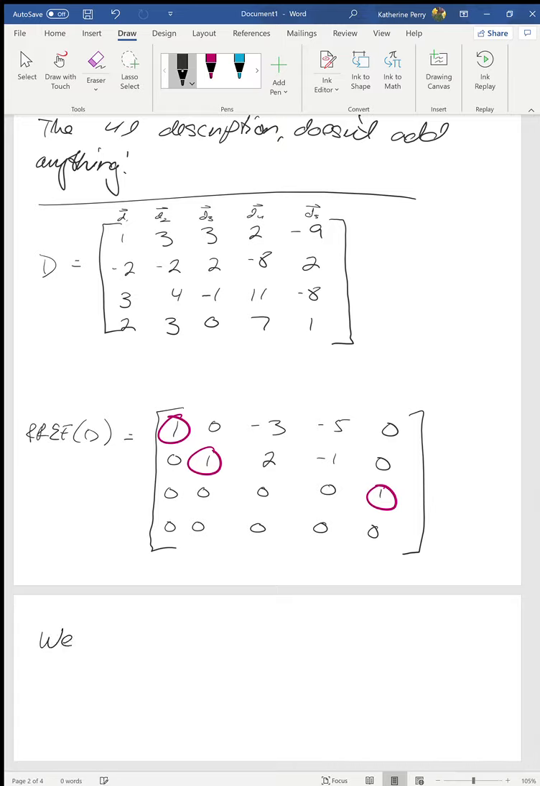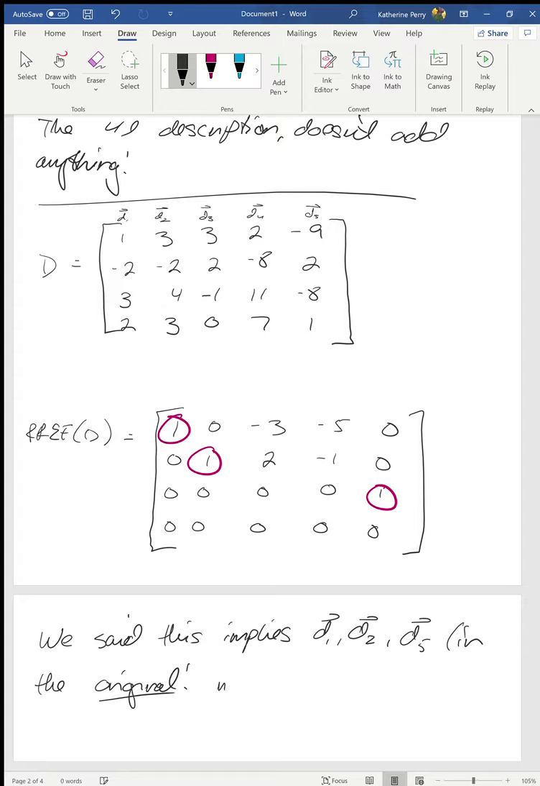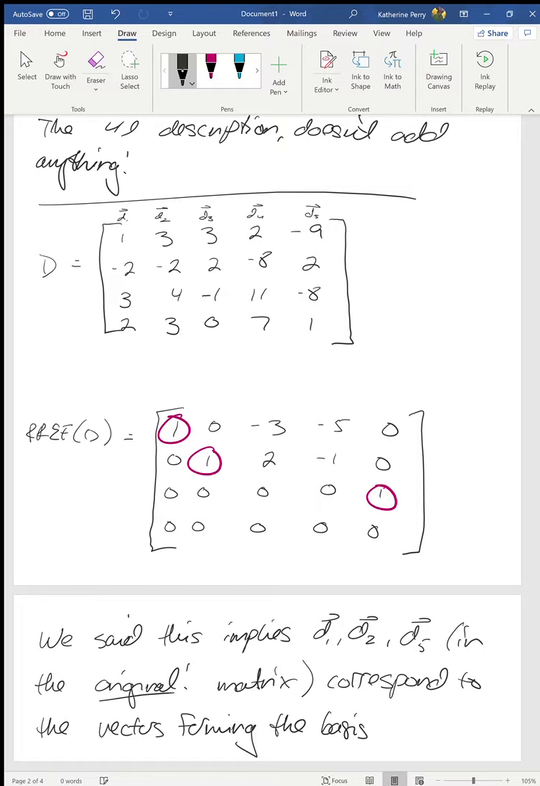So we said this implies that D1, D2, and D5 in the original matrix correspond to the vectors forming the basis for the column space of D.